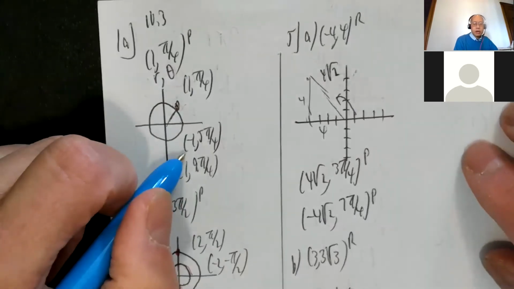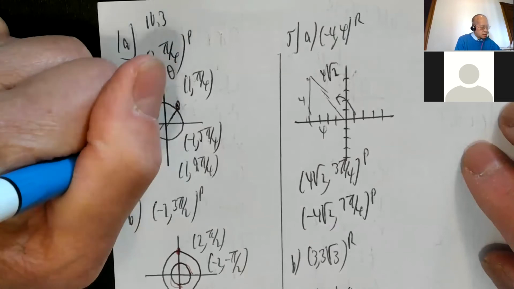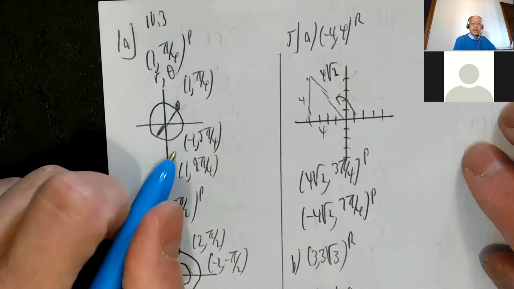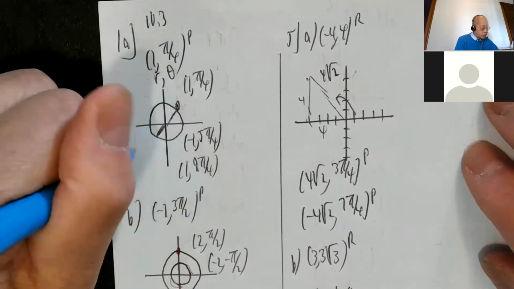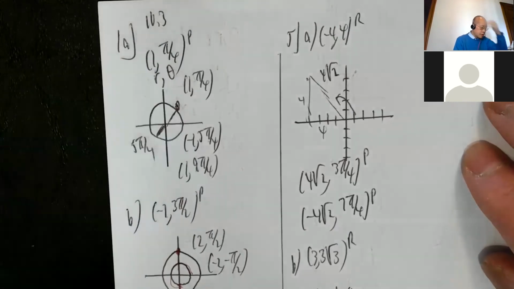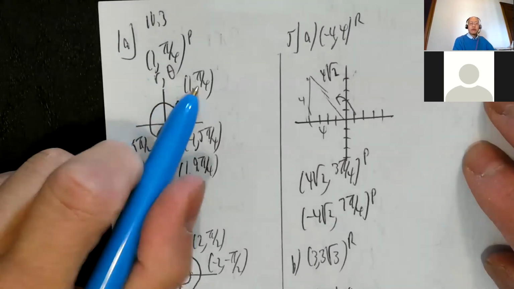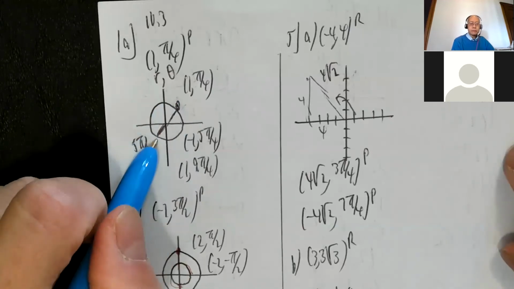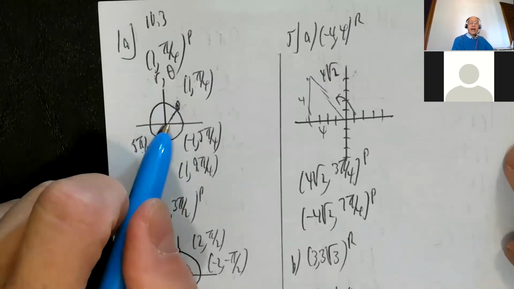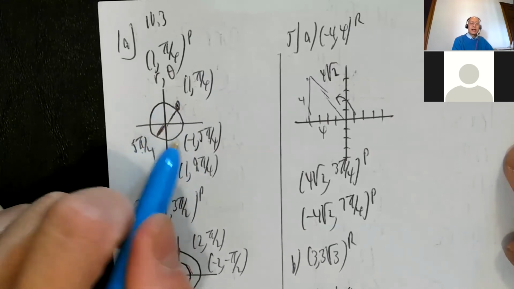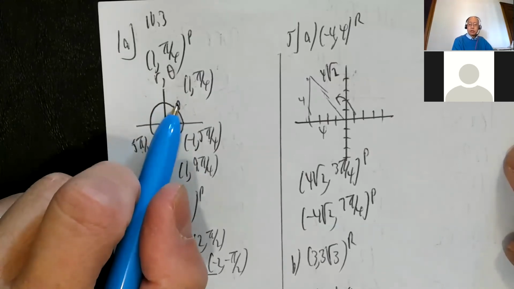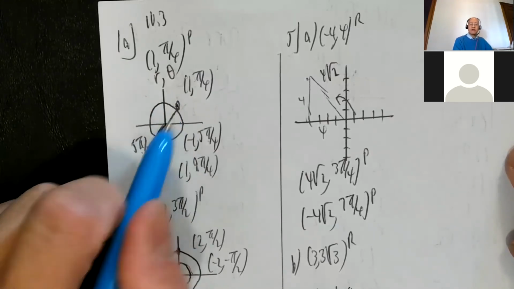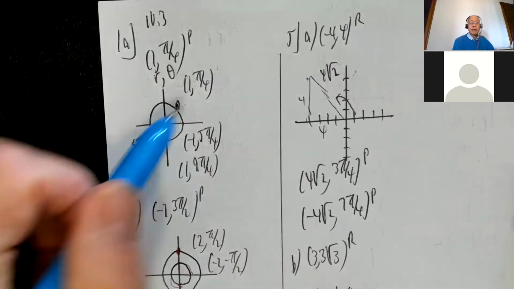Look at another way that I wrote it with a negative r. Negative 1, 5 pi over 4. 5 pi over 4 is over here. So in other words, pi over 4 and 5 pi over 4 are 180 degrees apart, right? So you aim in this direction, and the negative 1 means you walk backwards. So we're allowed to have a negative value for r. It means you're going backwards.